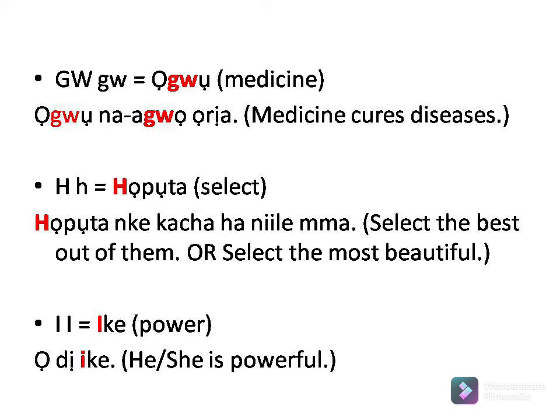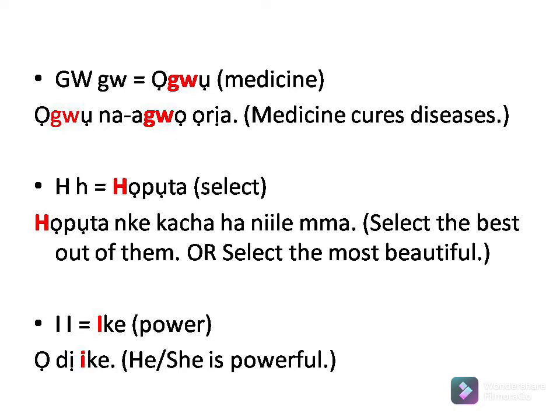And in sentence you have họpụta nke kacha ha niile mma. Họpụta nke kacha ha niile mma, which means select the best out of them or select the most beautiful. So mma there is maybe beautiful or the best.